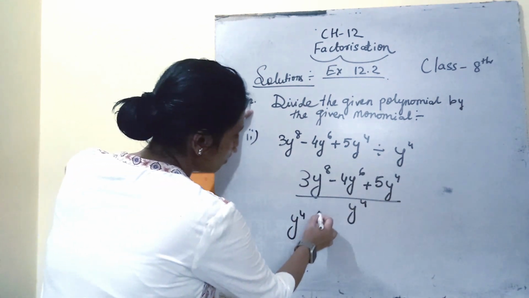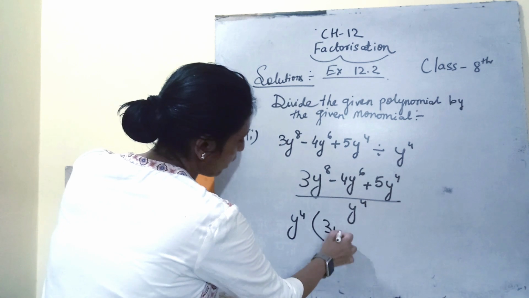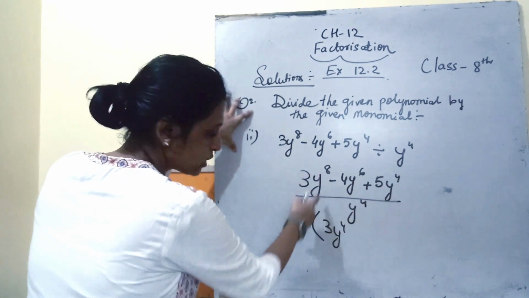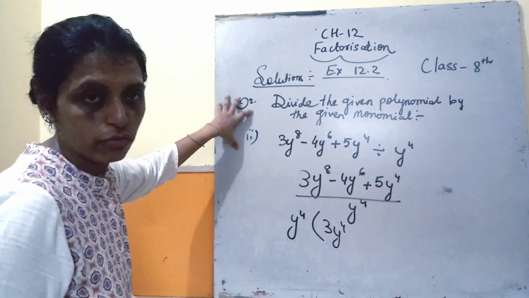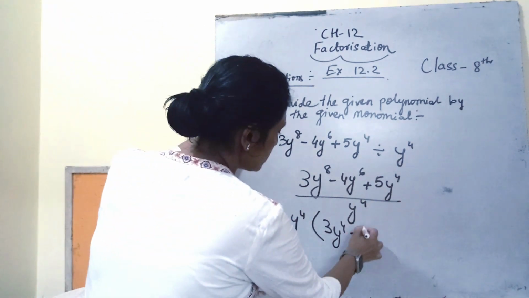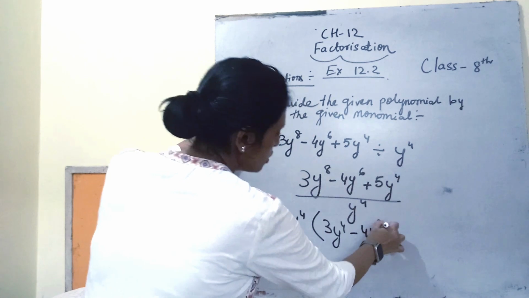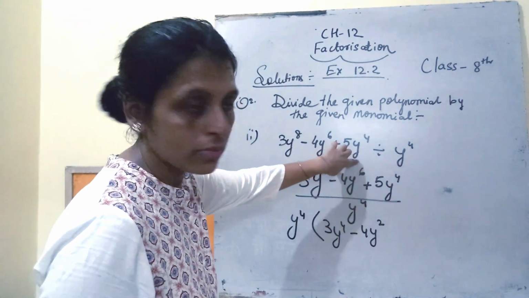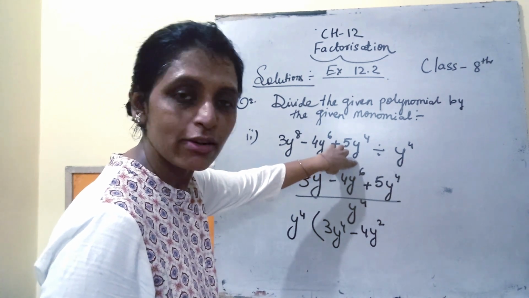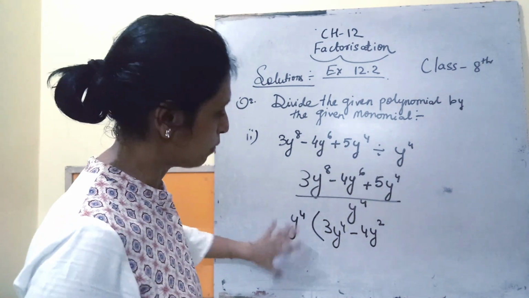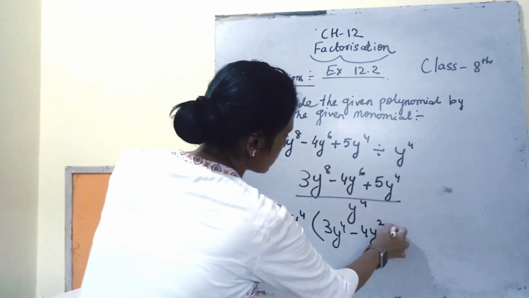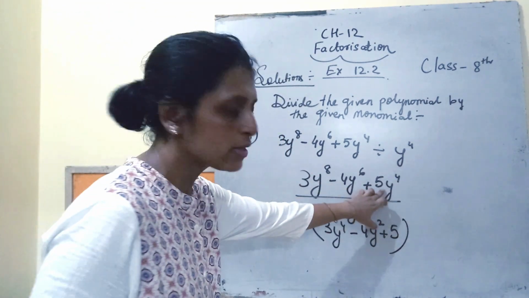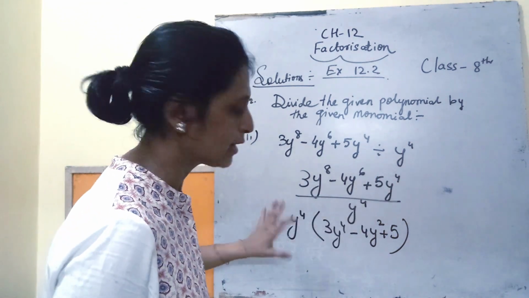Okay, so what are we left with? 3y raised to power 4, क्योंकि out of this 8 we have taken y raised to power 4 as common, minus 4y raised to power 2. Why? क्योंकि out of 6 we have taken at least 4 y's as common. Plus 5, and this 5 is left. Why? Because y raised to power 4 is taken as common.